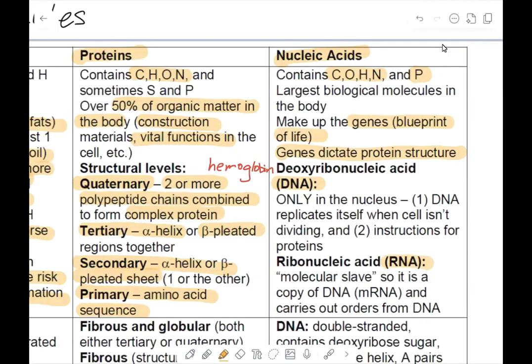DNA stands for deoxyribonucleic acid. RNA stands for ribonucleic acid. And DNA is only in the nucleus. And again, it provides the instructions for proteins. RNA is what we call a molecular slave. So it's a copy of the DNA. And when it's a copy, we call it mRNA, which stands for messenger RNA.